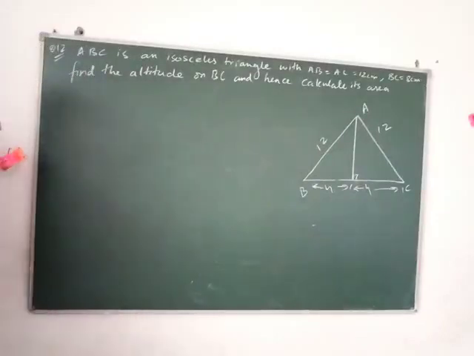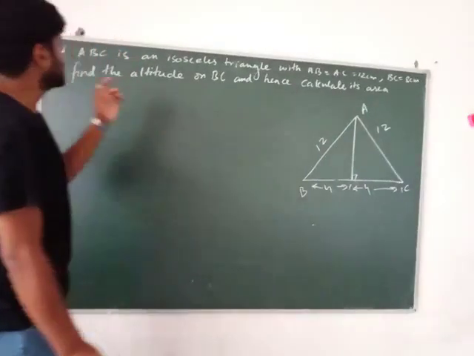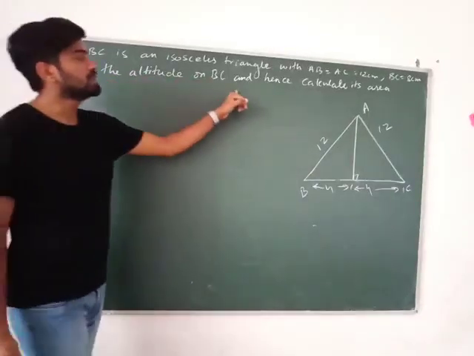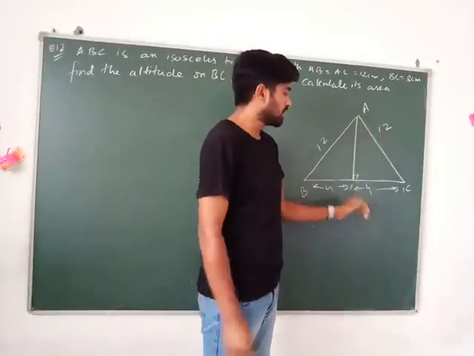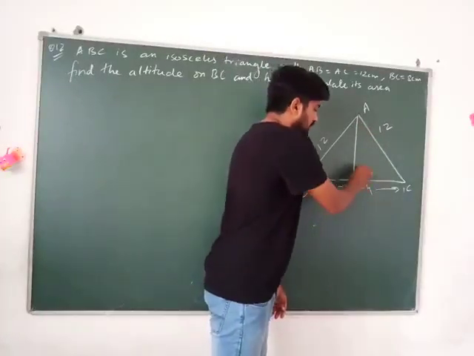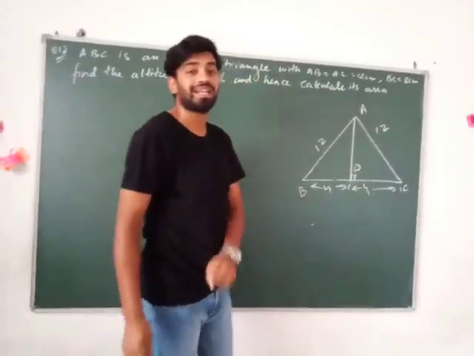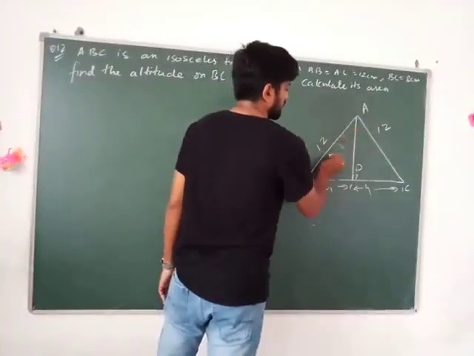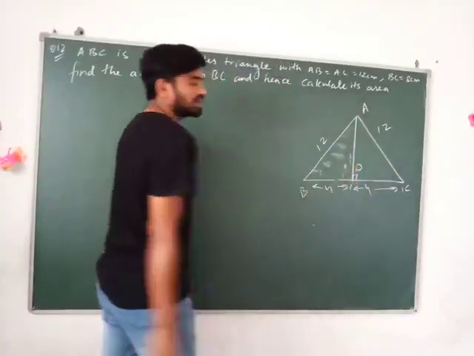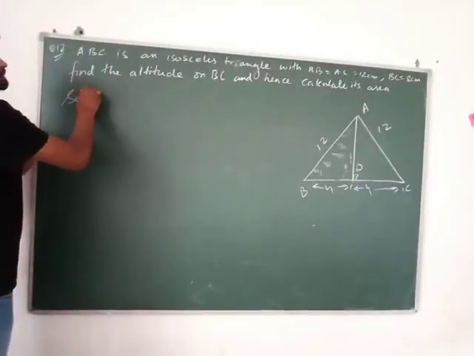Now let's start solving this question. Let's understand how to solve this. So what do I have to find? I have to find the altitude on BC and hence calculate its area. So I have to find this. Okay. So I'm naming this point D. This D. Okay. I have to find AD. So if you look at the triangles, this is a right angle triangle, right? So our solution I am doing over here.